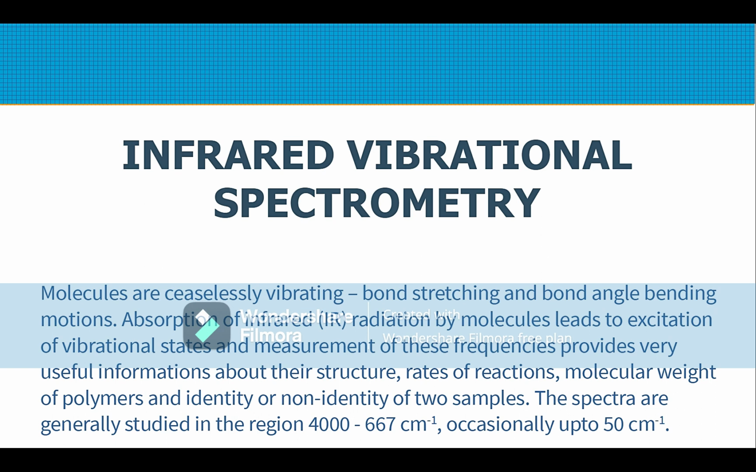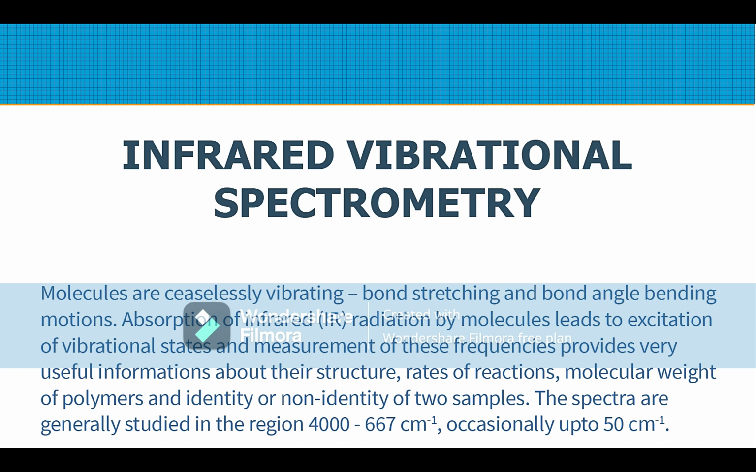And the infrared region which is used for this spectroscopy is actually 4000 to 667 centimeter reciprocal. This is called mid-infrared region. At a later stage, I will also mention that higher frequency range between 14,000 to 4,000 reciprocal centimeter is mainly used by physicists for the study of overtone bands. The meaning of overtone bands I will tell you a little later.